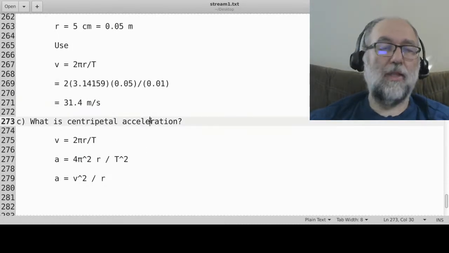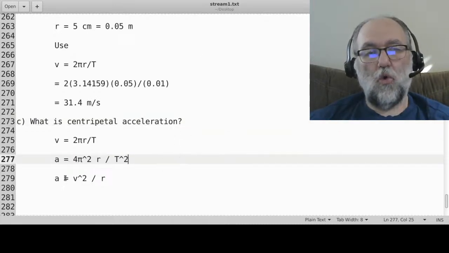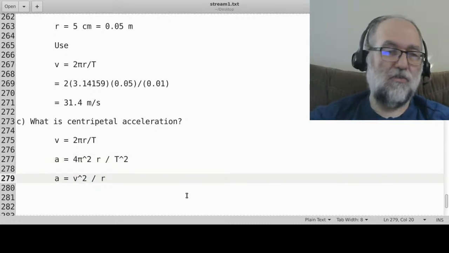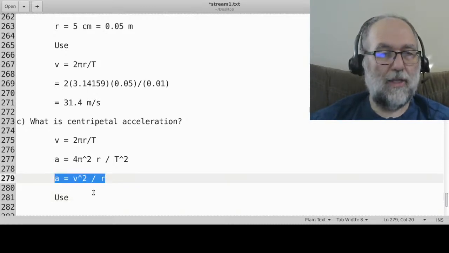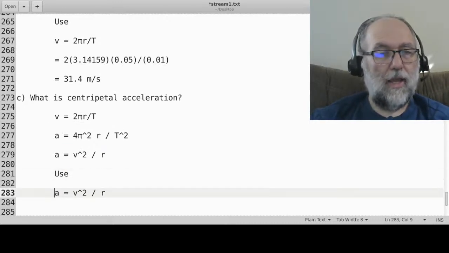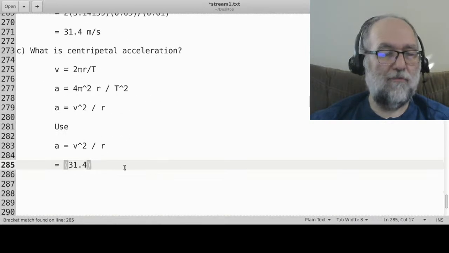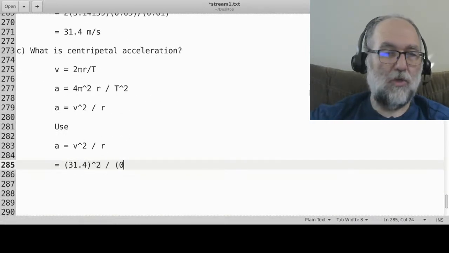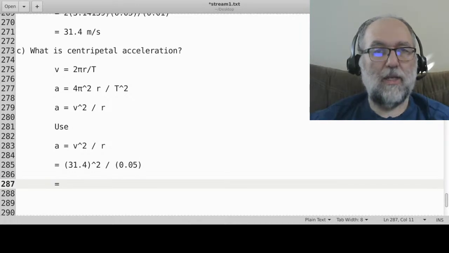And then, what is its centripetal acceleration? Okay, so now we want a. You could use either 2 or 3. Both of them have a in them, and we have the values for both of them. But we're just going to use number 3 here. So we get that a is equal to v, 31.4, is it 31.4? Yep, 31.4 squared divided by r, which was 0.05, and that gave us a huge value for a. It turns out to be this number right here.